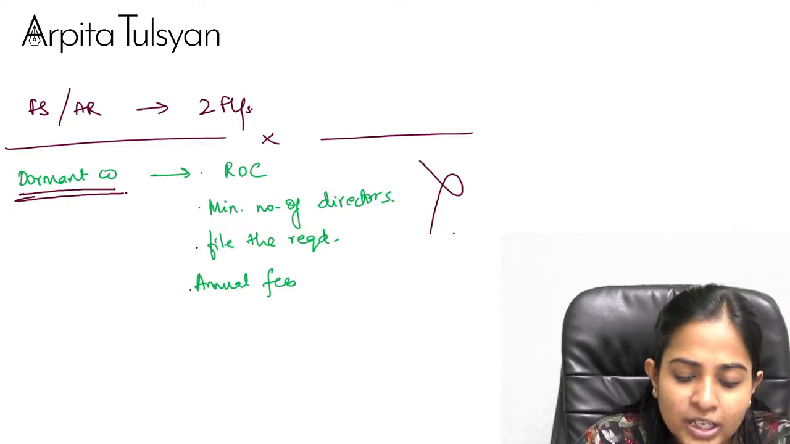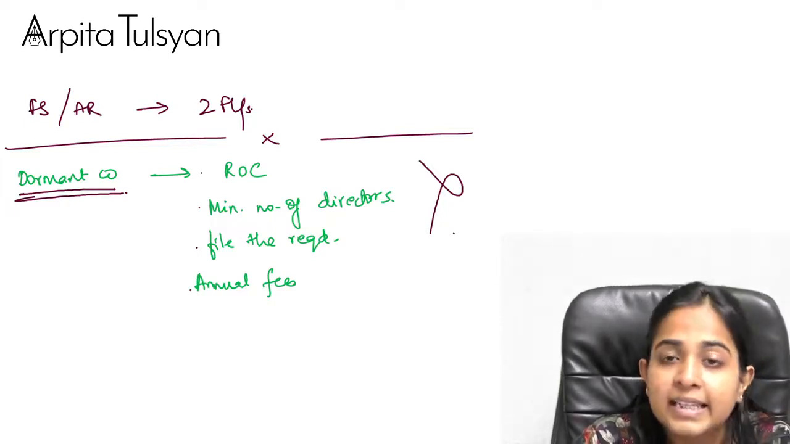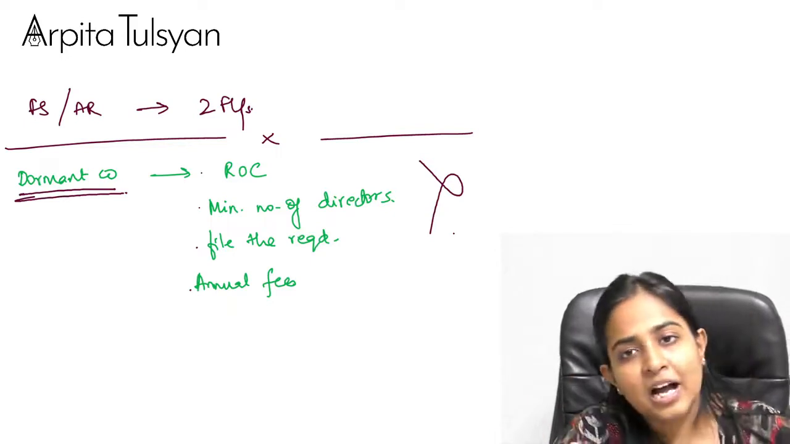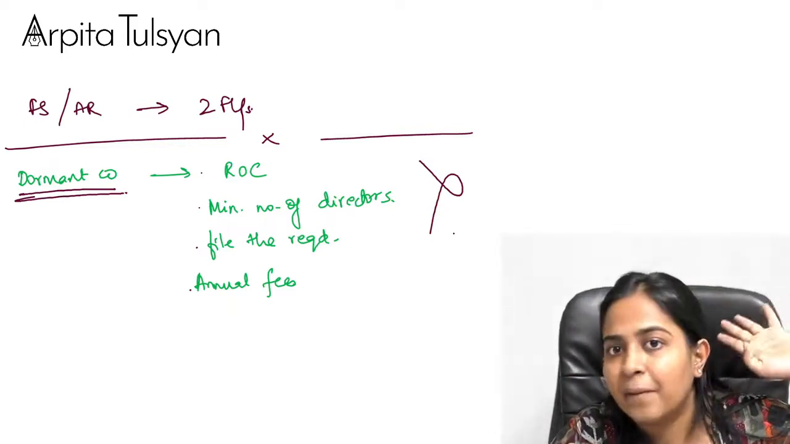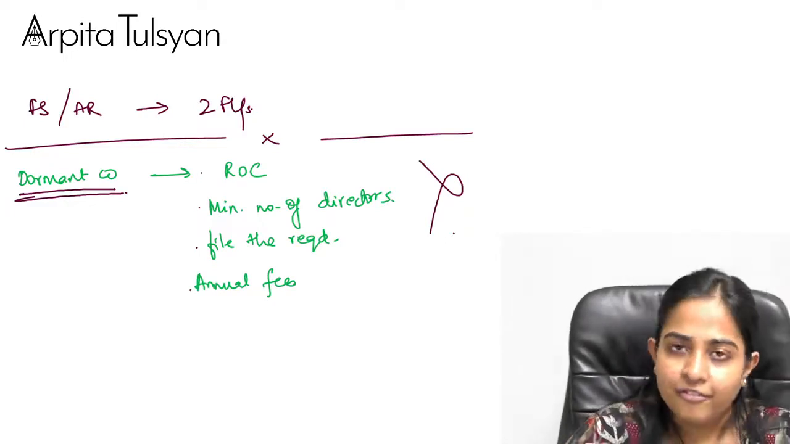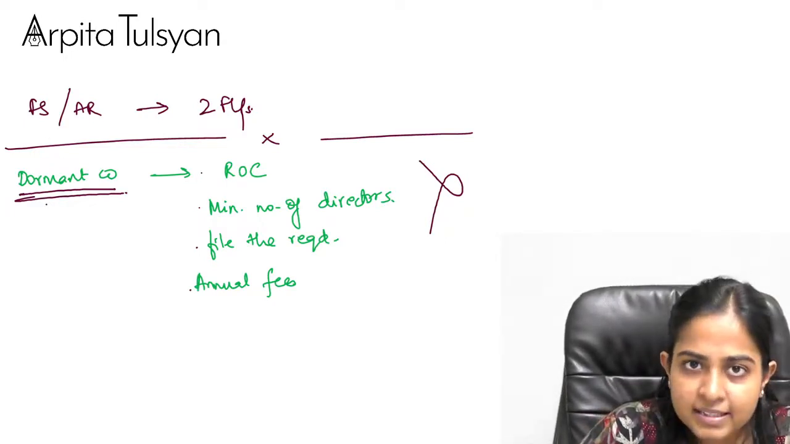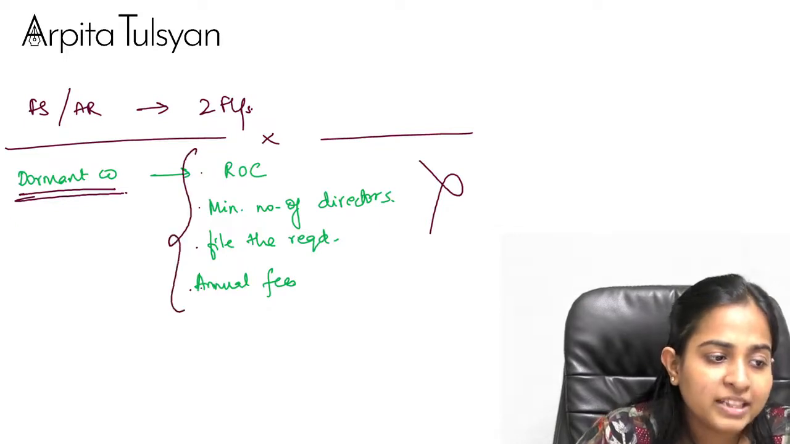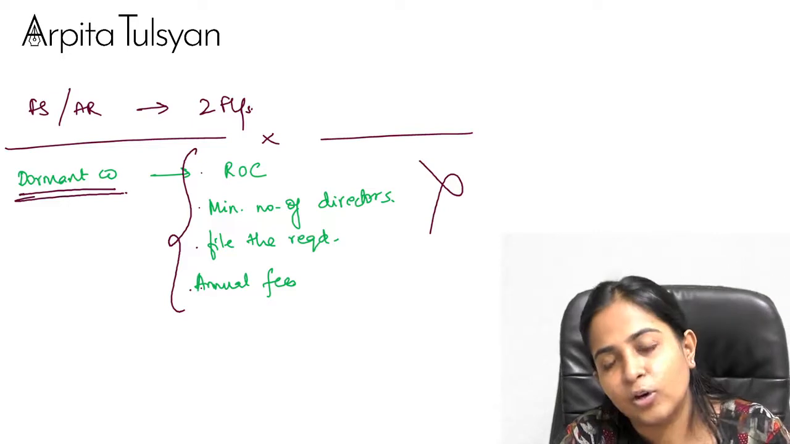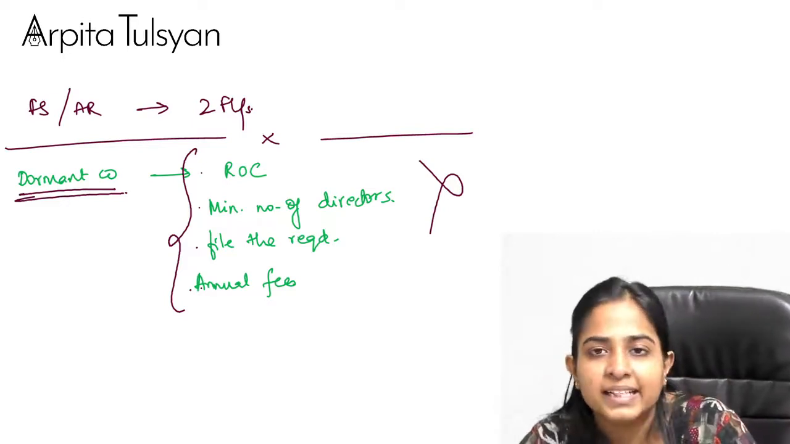Acha, suppose after becoming a dormant company, we do not comply with these requirements. In that case, our name will be struck off from the register of dormant companies. Means again, we'll be put in the register of active companies and the penalties and punishment will be applicable to you. If you do not comply with these requirements, then they will remove your name from the dormant companies register.